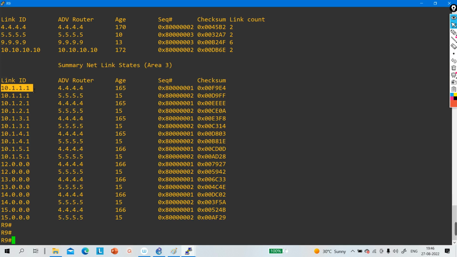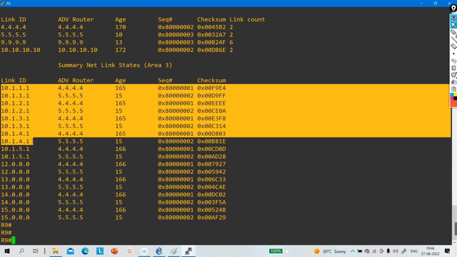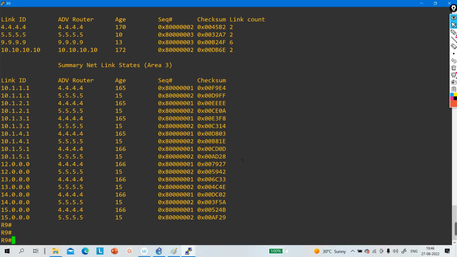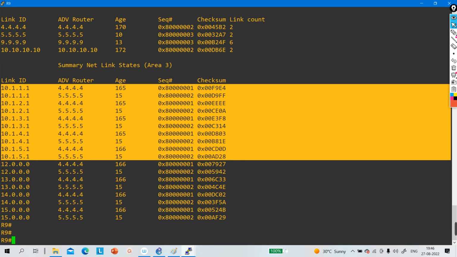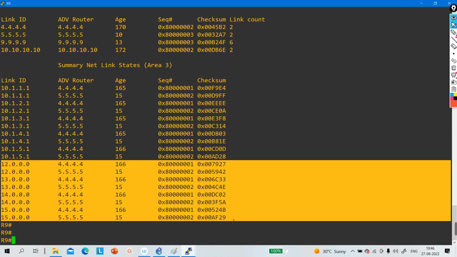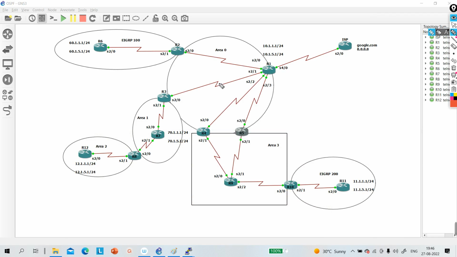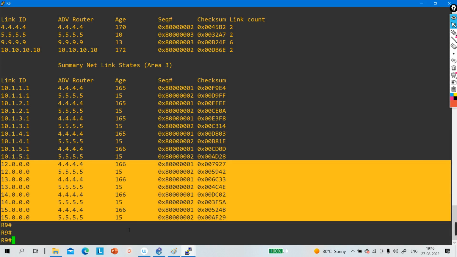So you can see this is the loopback of router 1 till here, right? This is the loopback which is running on router 1, and these are the networks which are present in area 0. I am running a 2L network between router 1 and router 2 here. Here I am running 12 network, here 13 network, here 14 network, and here 15 network. So router 9 is receiving all prefixes of area 0 in the form of LSA 3.